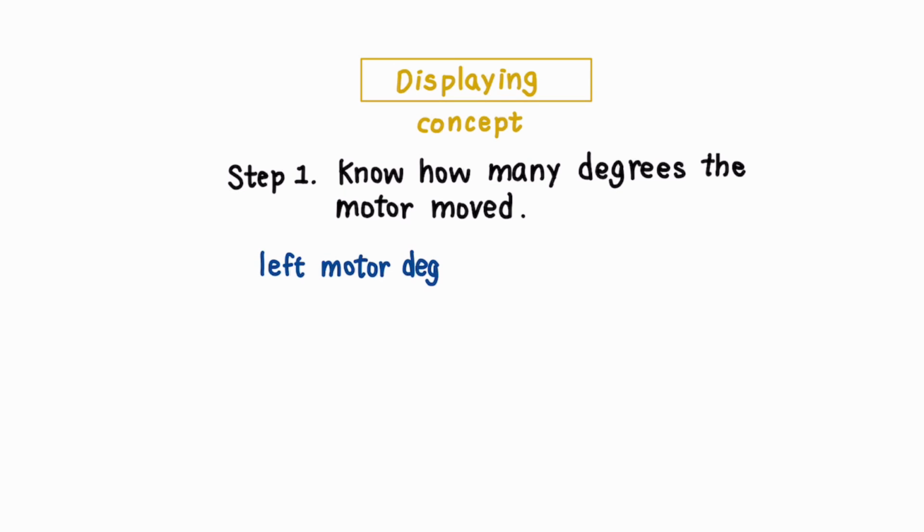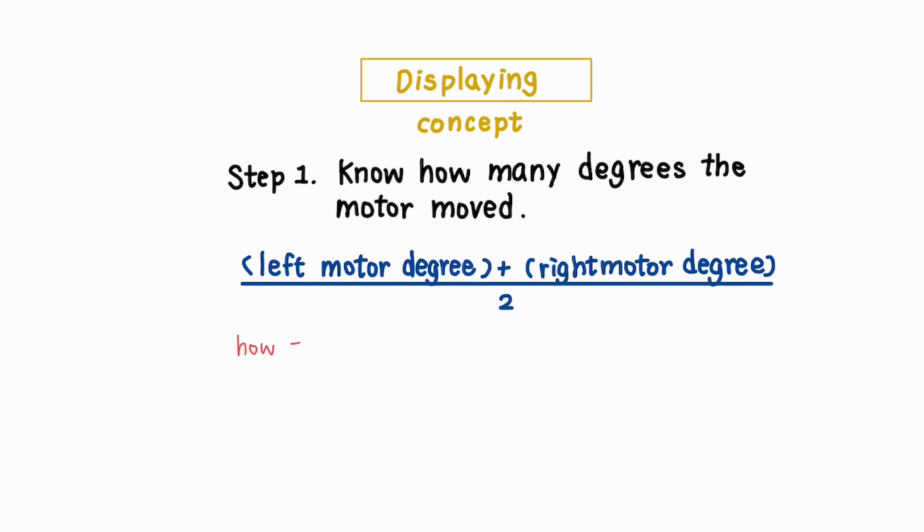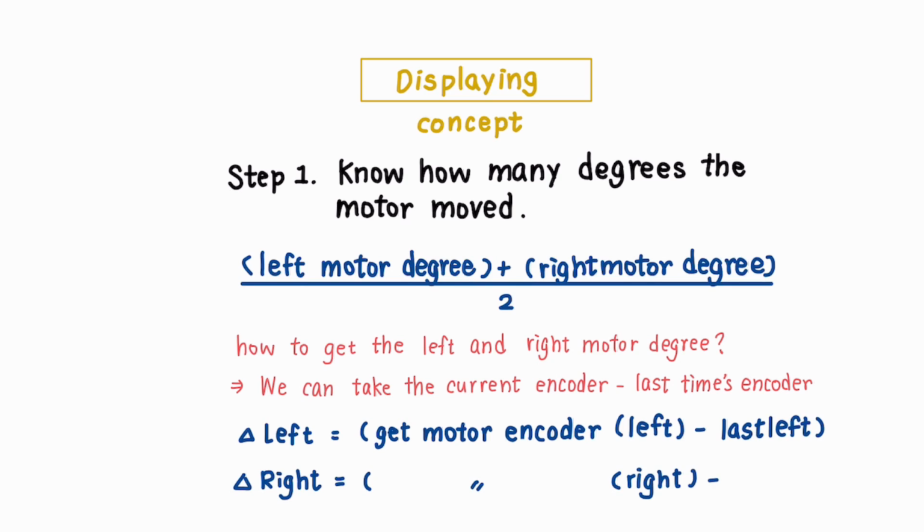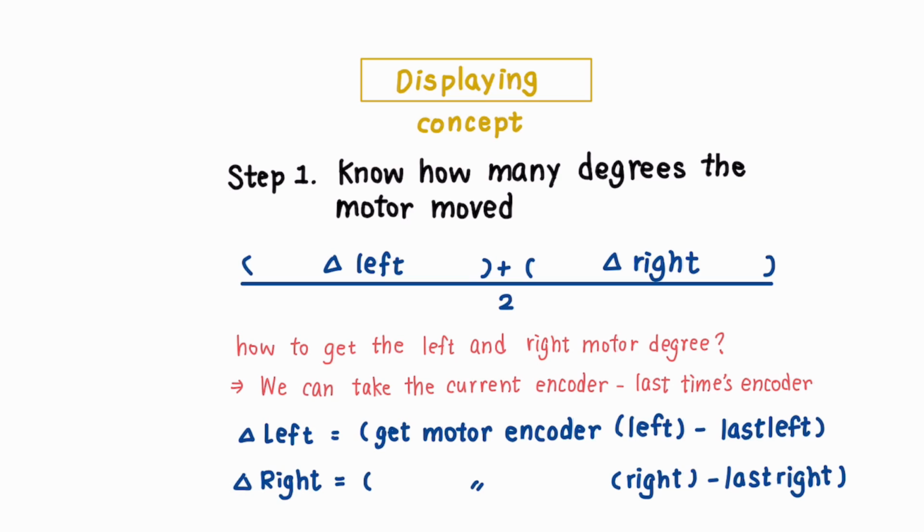Now we know how to calculate the movement of the robot. So how do we get the left and the right motor degrees, which is how much the left and the right motor moved? We take the current encoder and subtract the last time's encoder. So we can get how many degrees the left and the right motor moved. We can change the equation into delta left plus delta right, divided by 2.